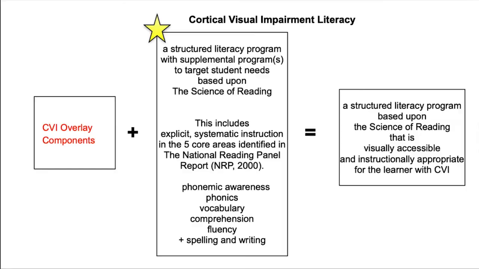Rust. Well done. Okay. So now we're going to move into continuing to try to understand my framework that I present, the Cortical Visual Impairment Literacy Framework, and we're going to look at the program components. When I refer to program components, I'm talking about a structured literacy program, supplemental programs to target student needs based upon the science of reading. And this includes explicit systematic instruction in the 5 core areas identified in the National Reading Panel Report: phonemic awareness, phonics, vocabulary, comprehension, fluency, and spelling and writing.